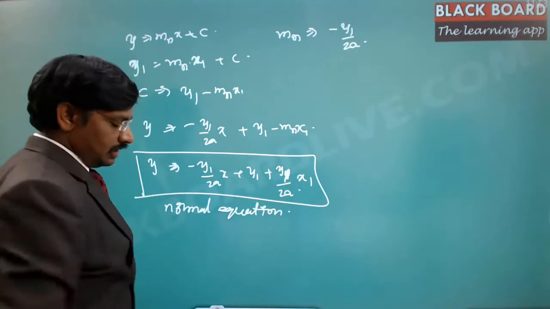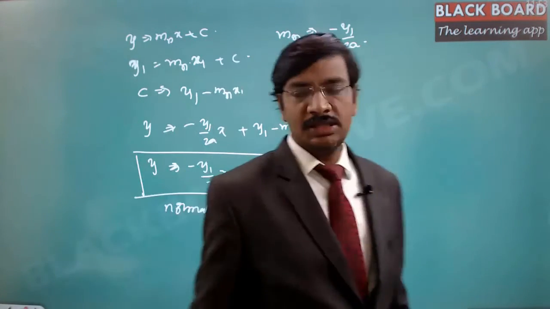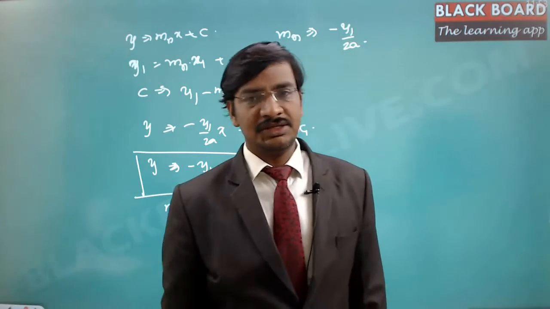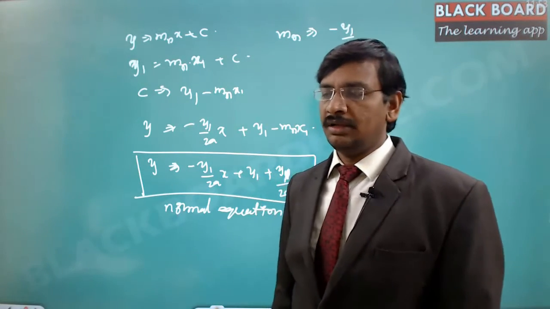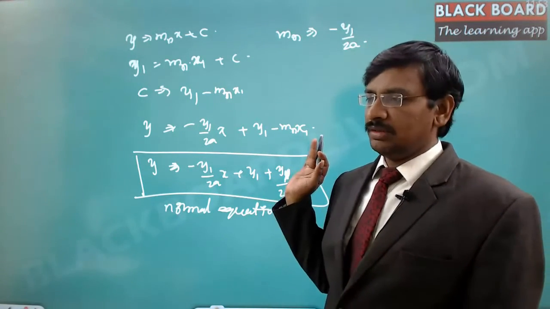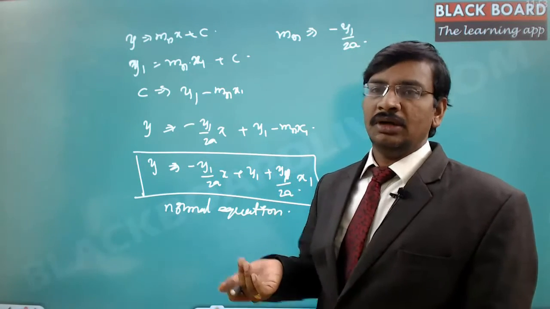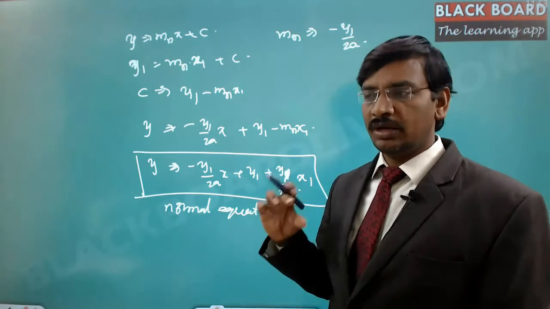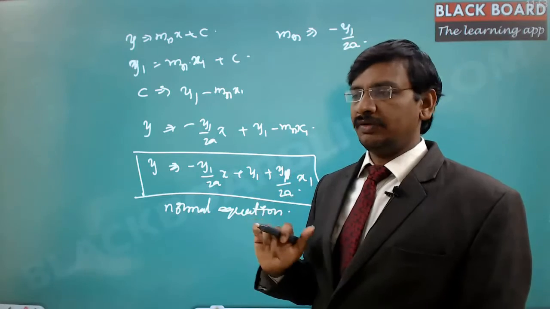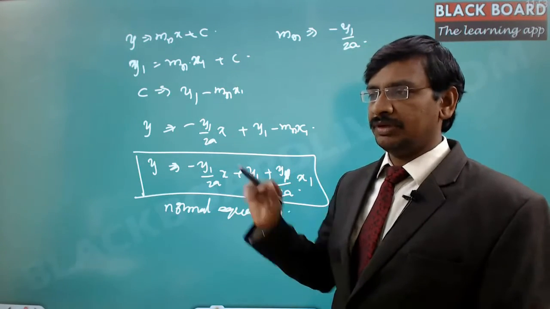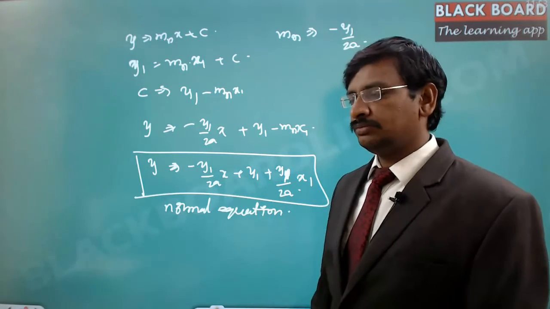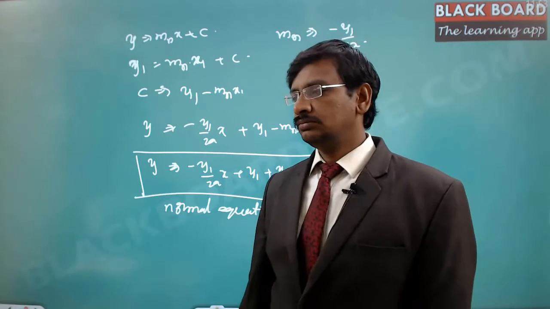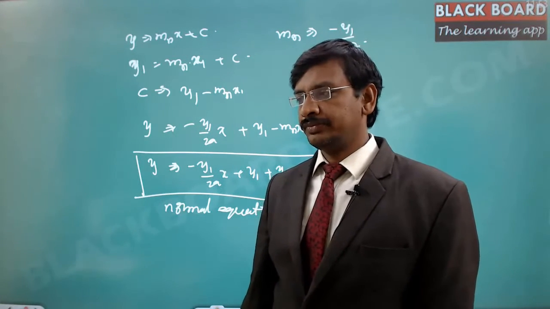Got it? So there is no new concept we are learning here. Whatever we learned in 8th standard, that is the equation of the straight line, the same thing we were doing, but the values of the slope and the y-intercept we are identifying based on the curve equation. Nothing more than that. Got it? So any questions on this?